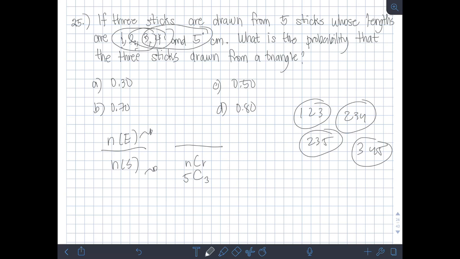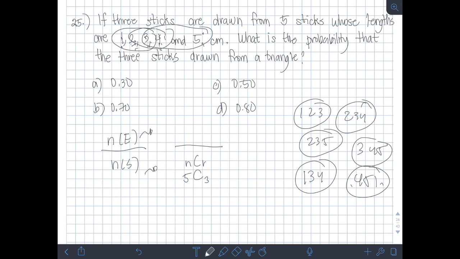Yes, obviously, kasi 1 plus 3 is 4. So, 3, 4, 1 or 1, 3, 4. And then, 3, 4, 2, nagamit na natin, di ba? Next, 4, 5, 1. Pasok, kasi 1 plus 4 is 5, which is equal din dun sa 5.